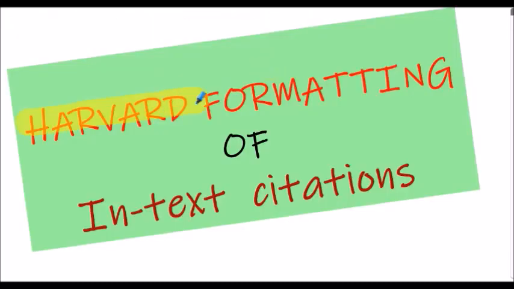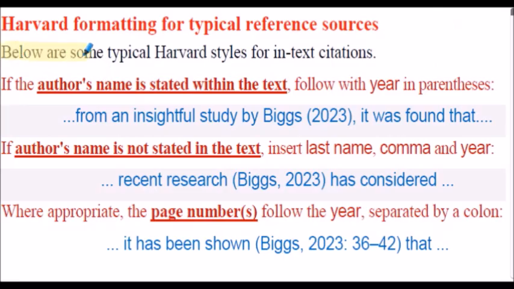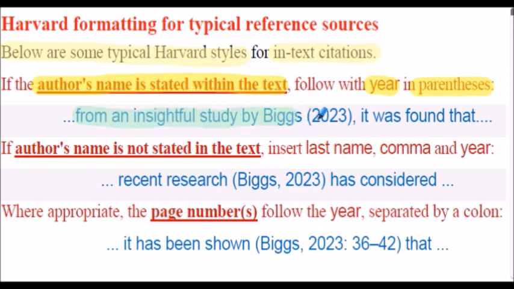Let's consider Harvard formatting of in-text citations. So here are some typical Harvard styles for in-text citations. So if the author's name is stated within the text, we follow this by stating the year in parentheses. So assuming this is an extract from a particular document, the extract might read, from an insightful study by Biggs, 2023, it was found that, etc. So in this case, Biggs is the author, and the author's name is cited in the text, so the year of publication is then in the parentheses.